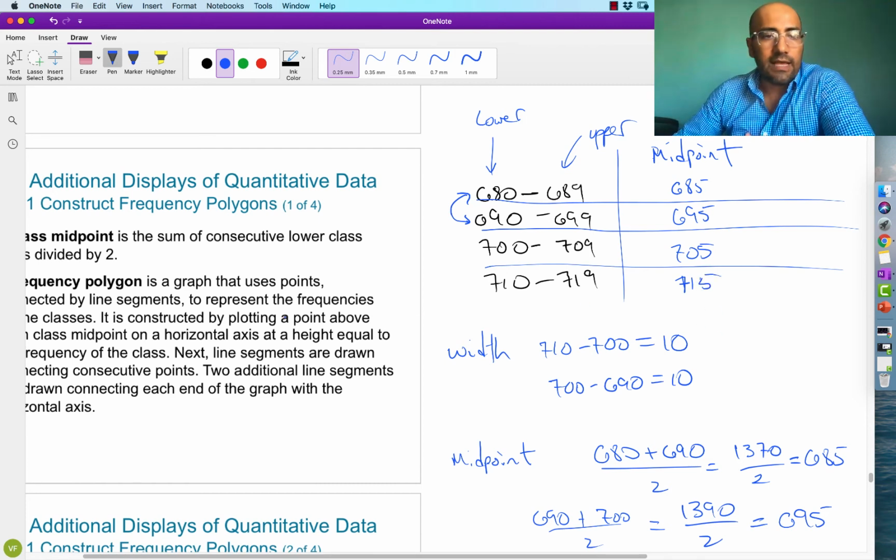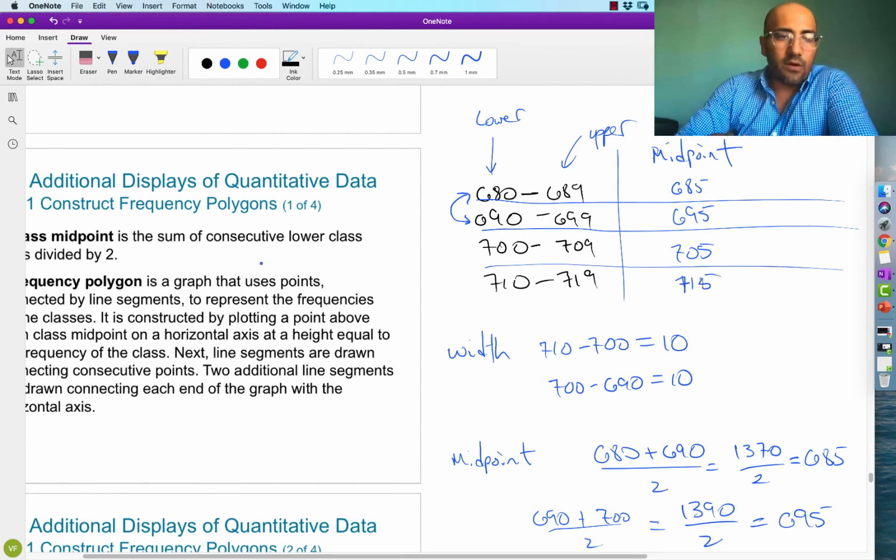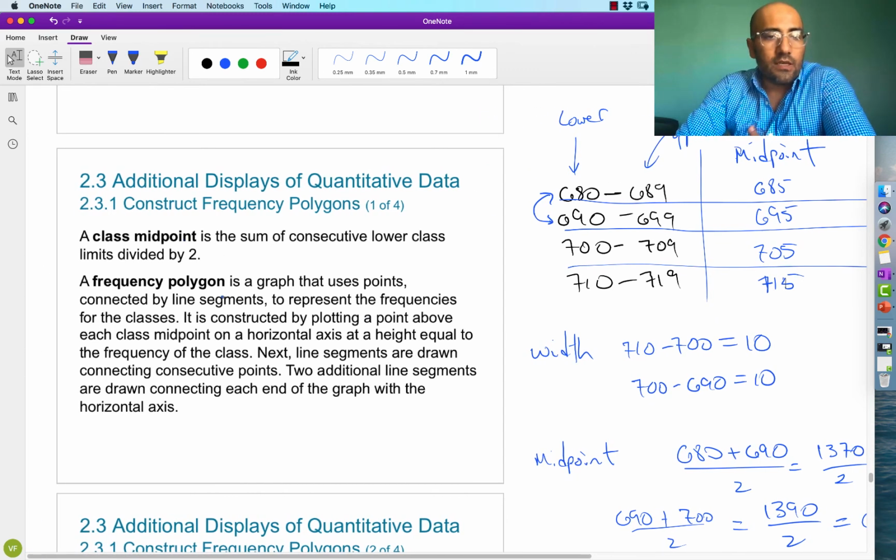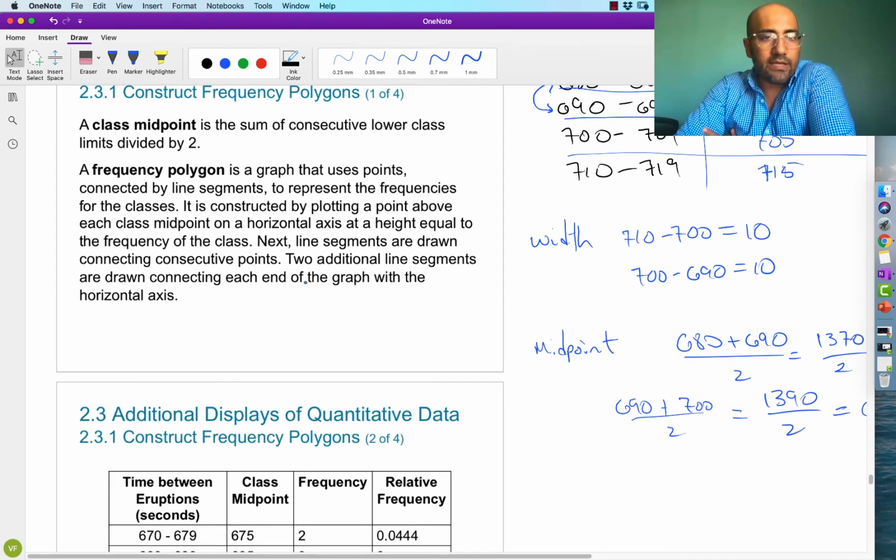So these are the different class midpoints. Okay, so now that we know how to get the class midpoints, we can use that information along with our frequency and relative frequencies to create frequency polygons. A frequency polygon is a graph that uses points connected by line segments to represent the frequencies for the classes. It is constructed by plotting a point above each class midpoint on a horizontal axis at a height equal to the frequency of the class.